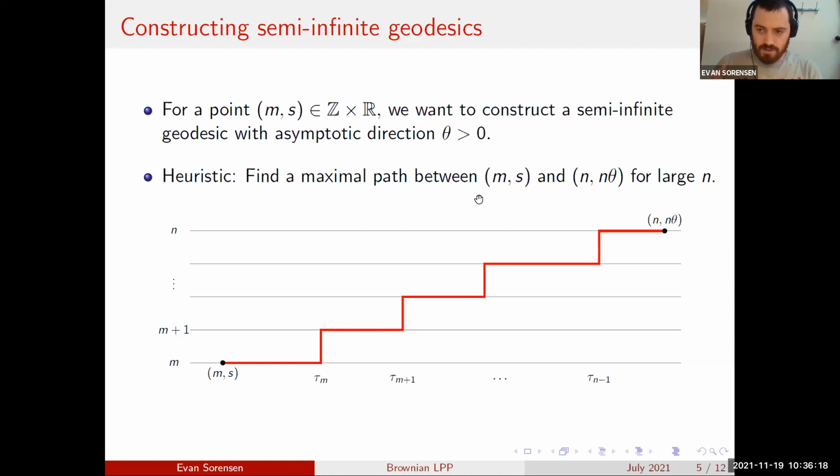So we start thinking about this. Just think about finding a geodesic between (m,s) and (n, n theta) for a large n. We want this geodesic to go in direction theta. So let's just think about having a geodesic that goes to this point, and say n is really large, and somehow we're going to take n to infinity and get an infinite path.